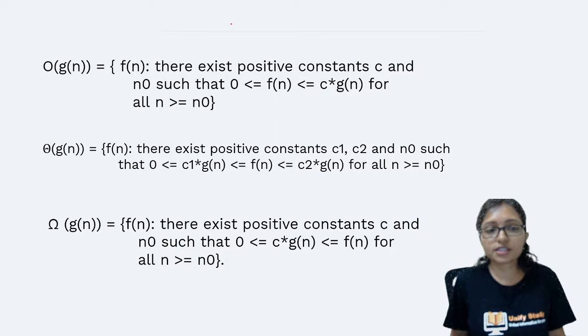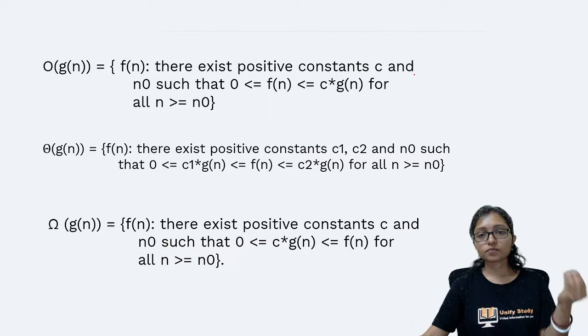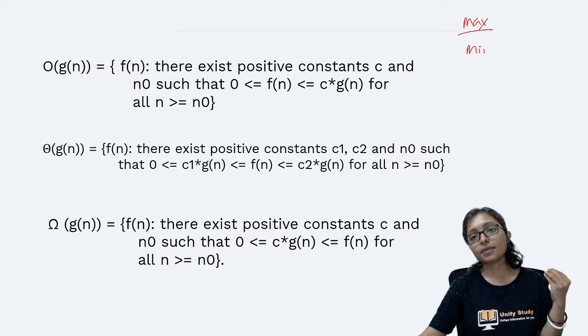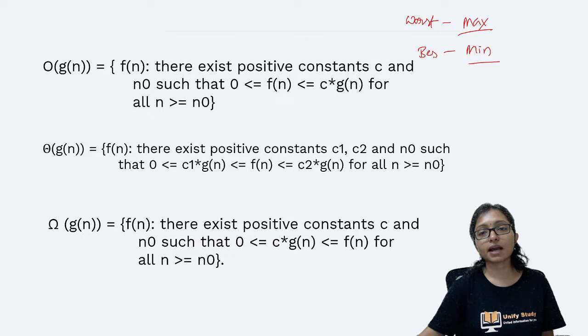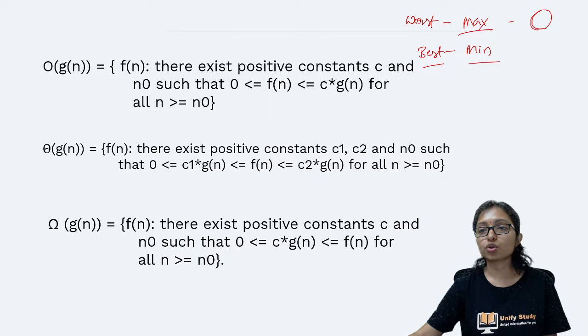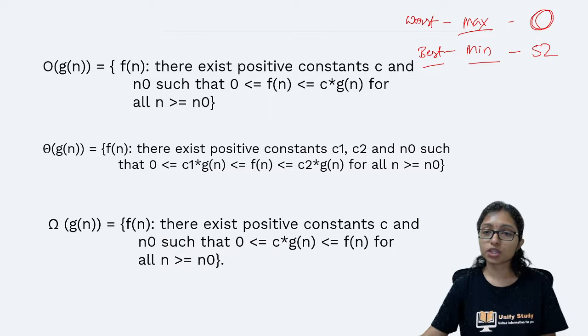So first of all, you can remember one thing: to solve any problem, there will be some maximum time required and some minimum time required. Maximum time means that is my worst case. Minimum time required means that is my best case. So the worst case we always express with big O. And the minimum time, that is the best case, we express with omega. And when best and worst case are both the same, then we go for the theta notation.